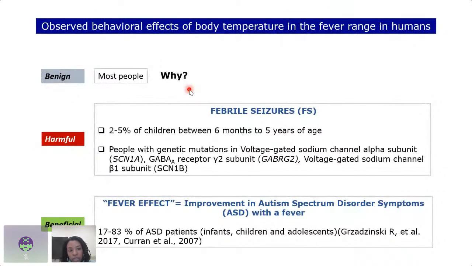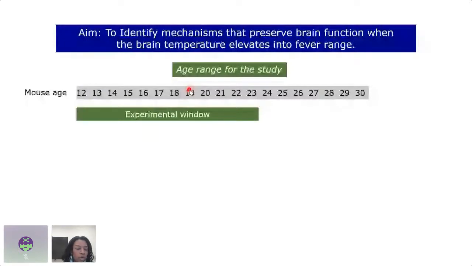So what we're focused on at SNC is understanding why it is that you increase the body temperature in fever range, and for most people, the effects are benign. And in understanding this, we're hoping that we can in turn shed light on why similar increases in body temperature may be harmful in some and beneficial in others. So our goal now is to identify mechanisms that preserve brain function when brain temperature elevates into fever range.